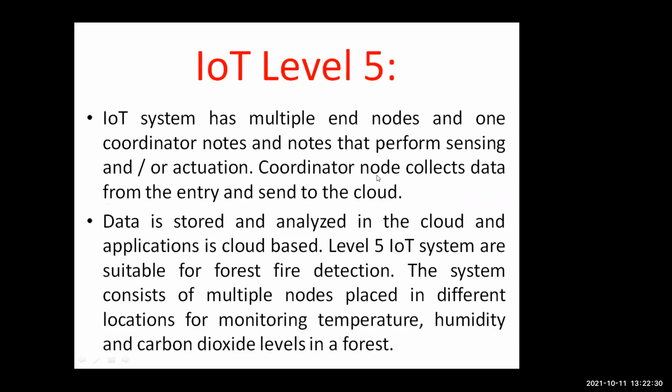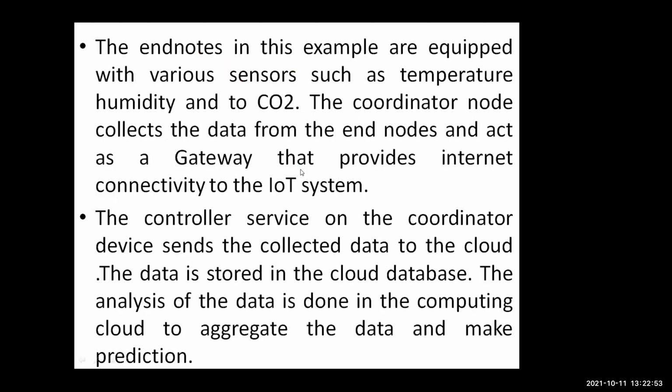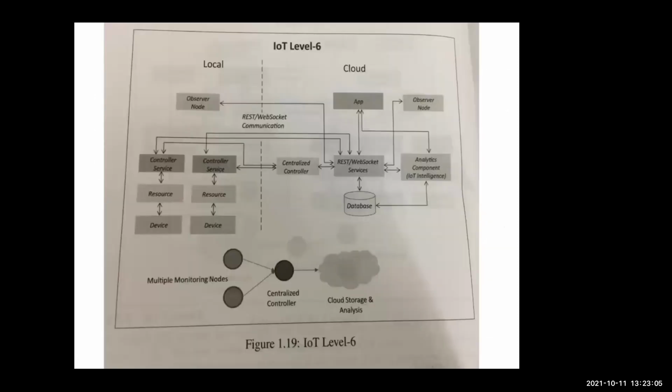In level 5, the IoT system has multiple end nodes and one coordinator node. The end nodes perform sensing and actuation, and the coordinator node collects data from the end nodes and sends it to the cloud. It is a mediator between the nodes and the cloud. An example for level 5 is a node with temperature, humidity, and carbon dioxide sensors.